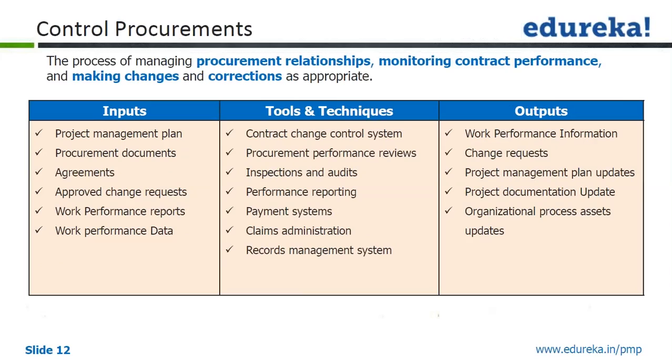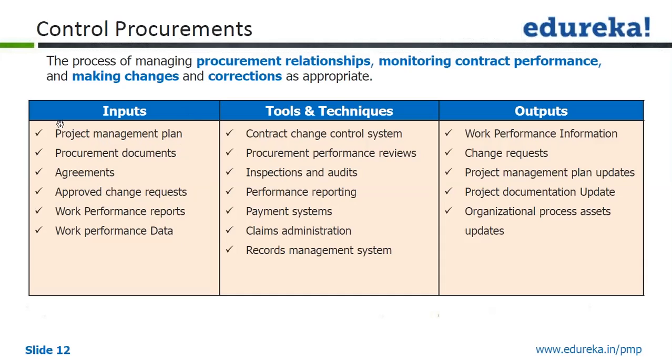I'm going to cover this control procurement quickly, and then we'll move on. We'll do the questions tomorrow. So let's cover control procurement quickly. It is the process of managing procurement relationships and monitoring contract performance. So contract performance will have the metrics that will be measured against. It will have the plan also, and you will have any changes required, corrections, and preventive actions that will be discussed based on work performance reports and work performance data that is available from the performing organization or the seller.